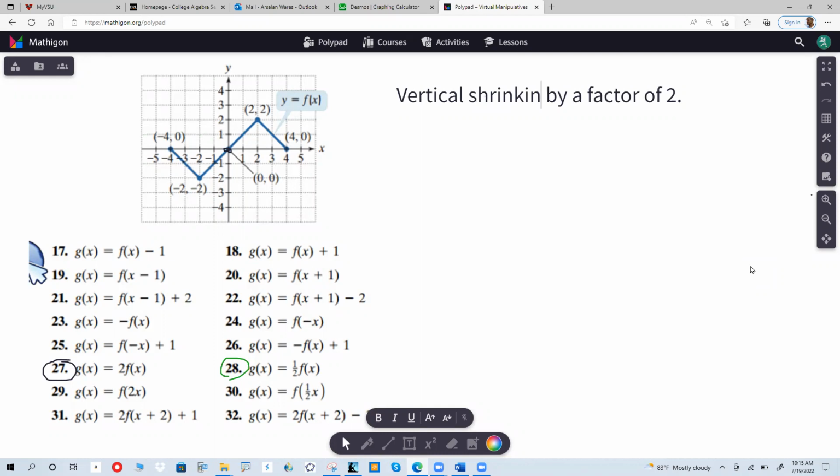Now, just to let you know, I could tell you to define in English what this does. Instead of asking you to graph, I could say write in English what this will do. You would say it will be a vertical shrink or shrinkage by a factor of 2. And you have to tell me 2. If you just say vertical shrinkage, you will get half the points. So I can give you these problems and choose the right picture.